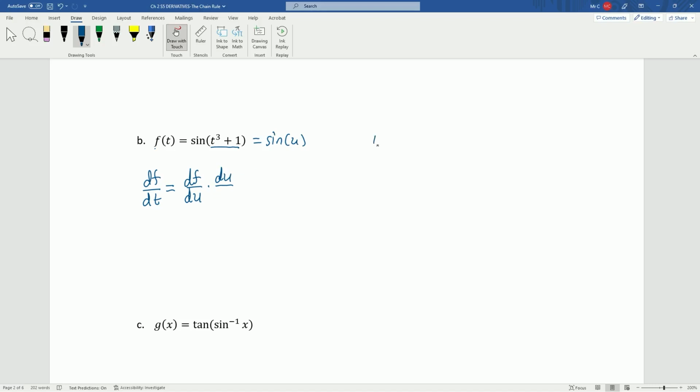And du, well, what's u? u is t cubed plus 1. Do I know how to take that derivative? Yes, I do. So this will be du/dt. All right, well, df/du, the derivative of sine of u with respect to u is cosine of u. And the derivative of u with respect to t is just 3t squared plus 0. All right, and now I'll write that 3t squared in front times cosine of u, but u is t cubed plus 1. Done.